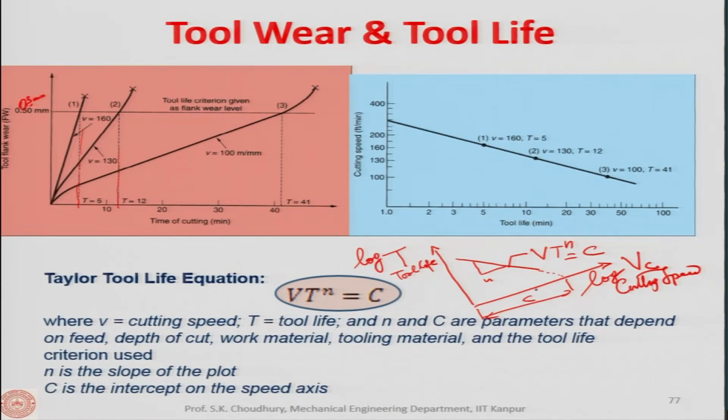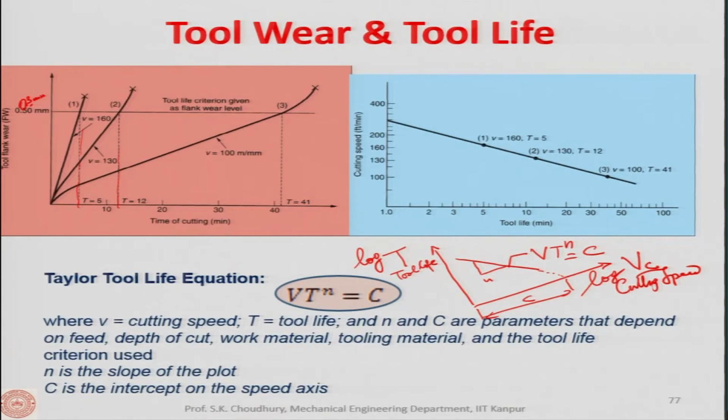So, here you take the log of these values, the log of the speed, put it here, and the log of these values of t, you put along the y axis. Then it will be a curve or a line like this, which can be represented as V t to the power n is equal to constant. V is the cutting speed, cutting velocity, T is the tool life, n and C these are constants.